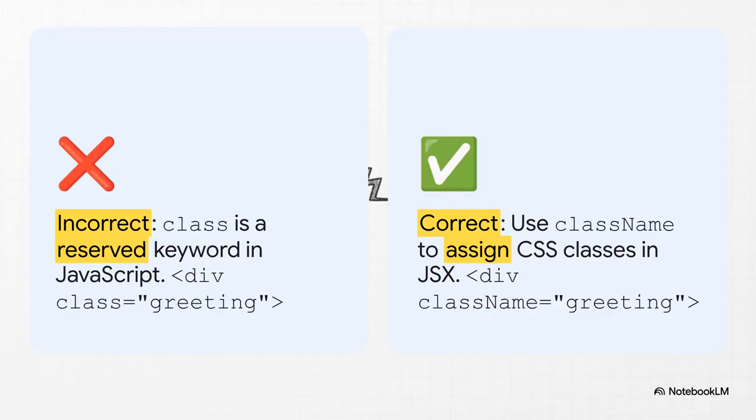This one trips up everybody at first. You can't use the class attribute for CSS classes. You have to use className. And the reason is actually really simple when you think about it. This is all just JavaScript in disguise, right? And in JavaScript, the word class is a reserved keyword for creating JavaScript classes. So using className avoids that name conflict.